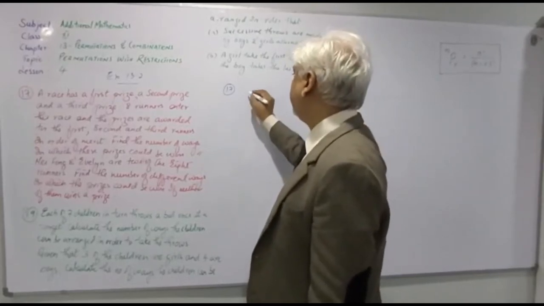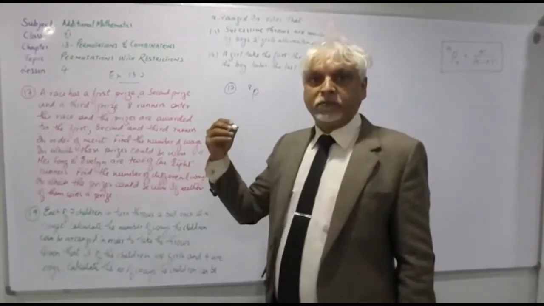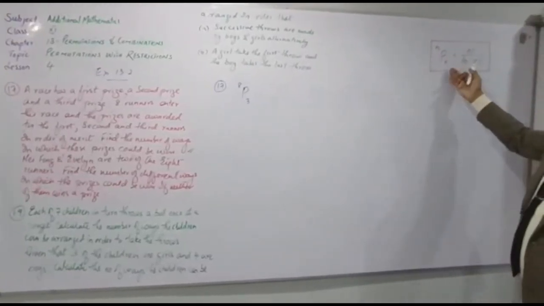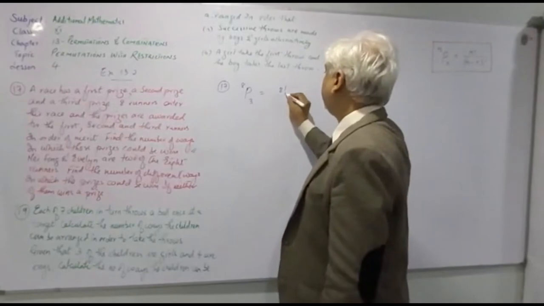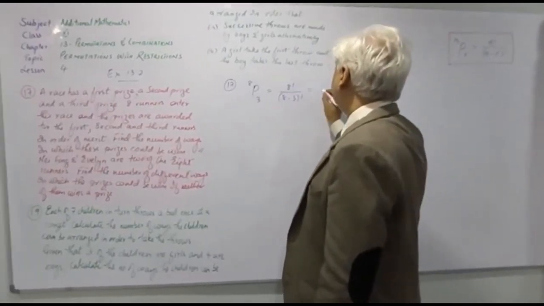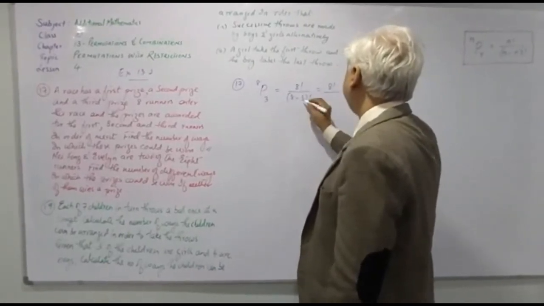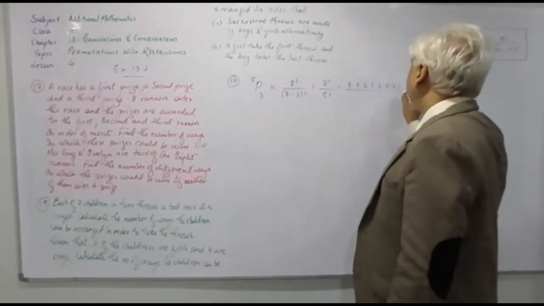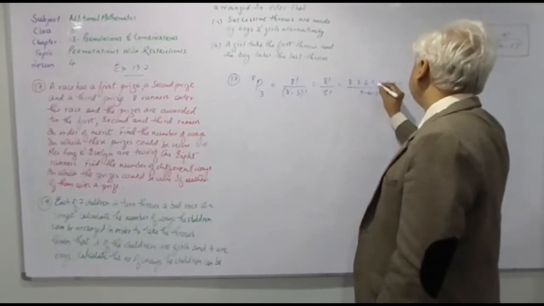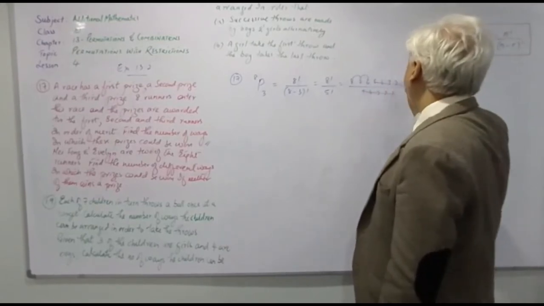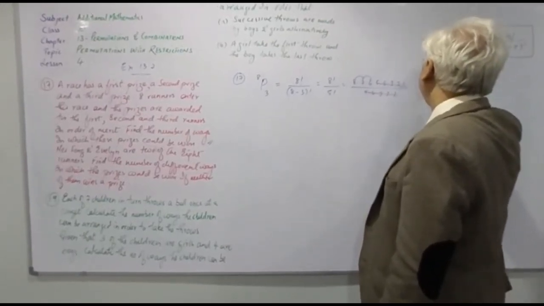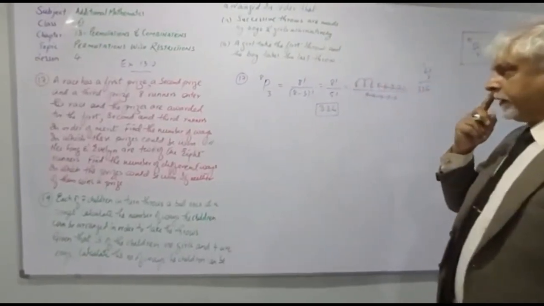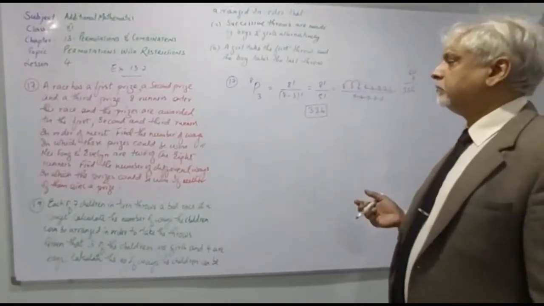So you have 8 runners and the prizes awarded to first, second and third, so 3. We will be applying this formula where n is equal to 8 and r is equal to 3. So what do we get? We get 8 factorial upon 8 minus 3 the whole factorial. So 8 factorial upon 5 factorial. So 8, 7, 6, 5, 4, 3, 2, 1 over 5, 4, 3, 2, 1. This and this will cancel out. 6 times 7 is 42. 42 times 8 gives you 336. So there are 336 ways you can win this race.